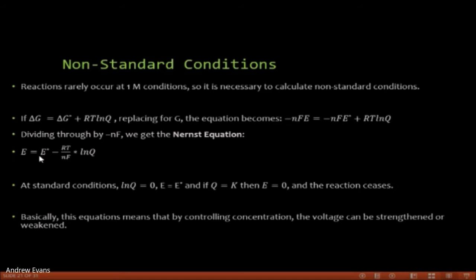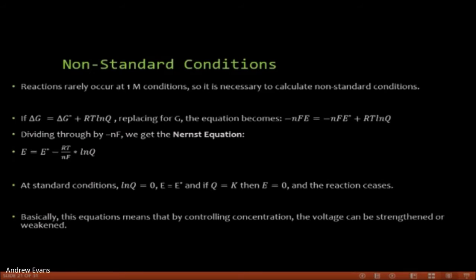Basically, we can find out the E standard just by looking it up on a table. But the actual voltage we get will depend on our concentrations, and so we will adjust the voltage based on this negative RT over nF ln Q. So a battery that has a high concentration of products and a low concentration of reactants is going to have a lower voltage.